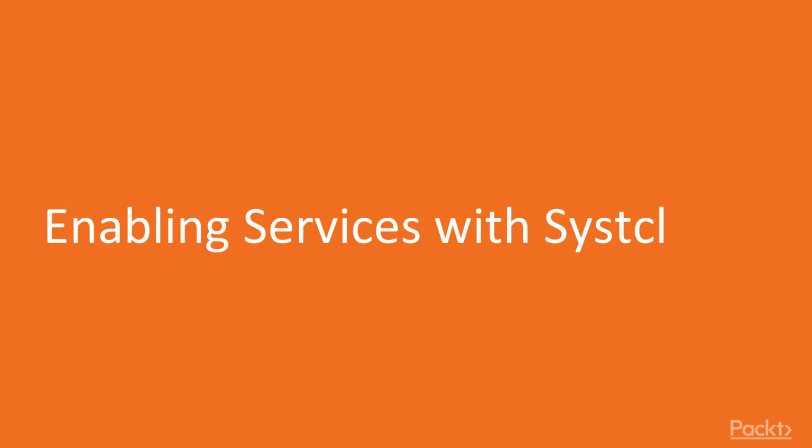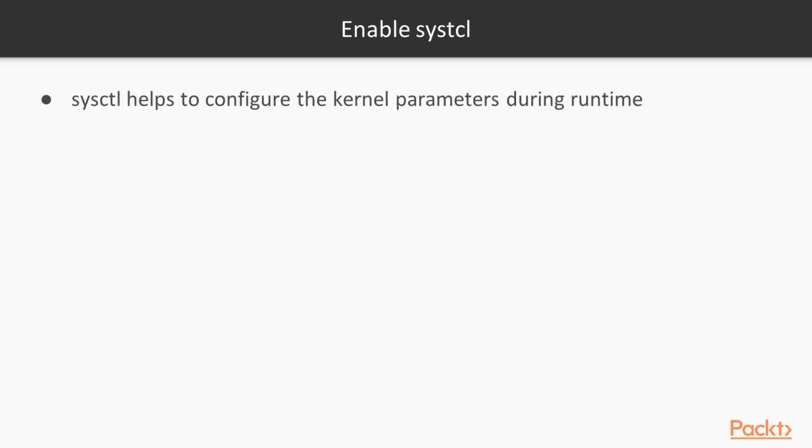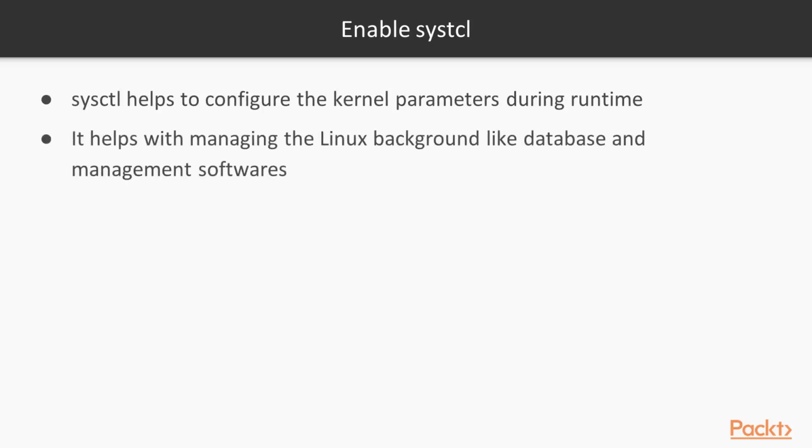We'll be enabling service using the sysctl and systemctl. Let's take a look at what we have on our slide before moving forward. The sysctl helps to configure the kernel parameters during runtime, but systemctl helps with managing services in the Linux background, like database and management software. Let's get started.